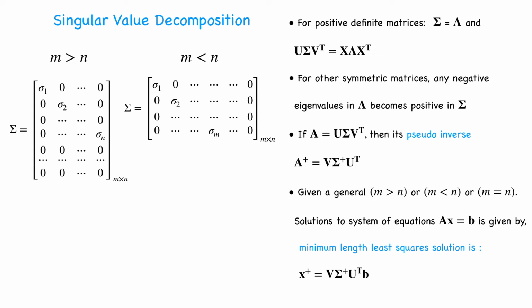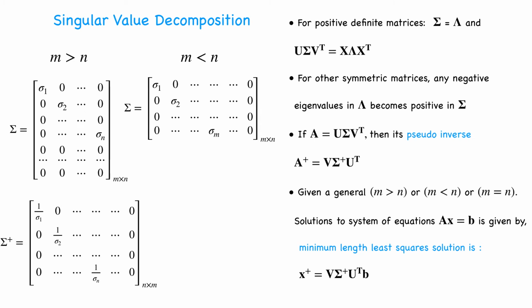First of all, what is sigma plus? Let us understand that. Sigma plus is computed for m greater than n and m less than n as follows. For m greater than n, the dimension of sigma was m cross n, whereas sigma plus has dimension n cross m, and the values at the diagonal positions are the inverse of the values which are there in the original sigma matrix.